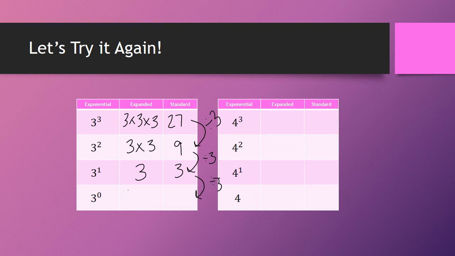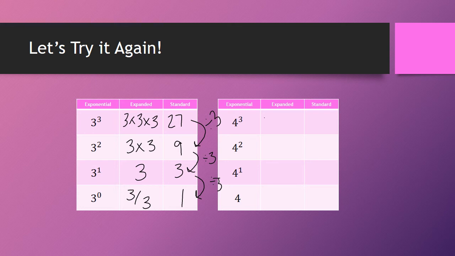3 divided by 3 gives me 1. So again, 3 to the power of 0 is actually going to be 1, because taking a power of 0 is the same as taking a number and dividing it by itself. We're dividing it away. We're not subtracting, so you should not get 0. Right?